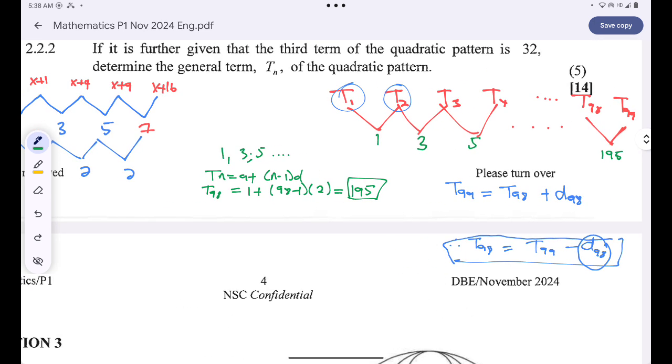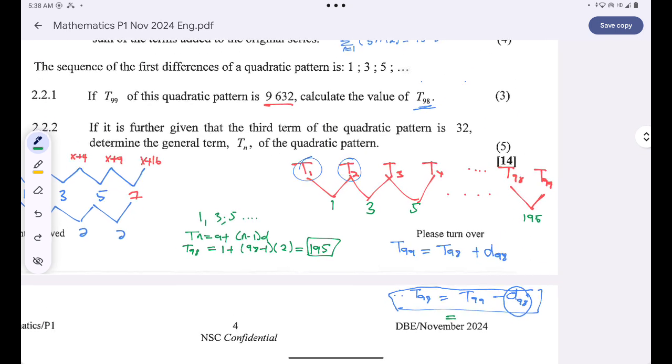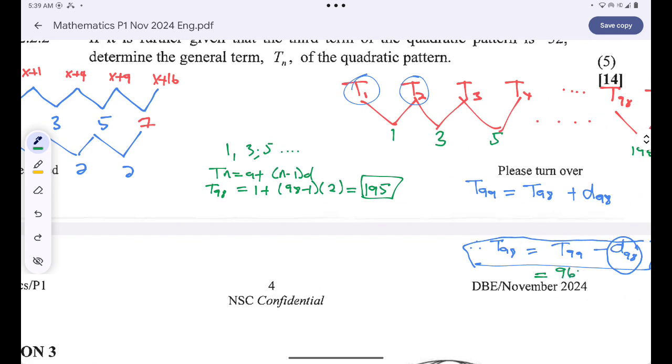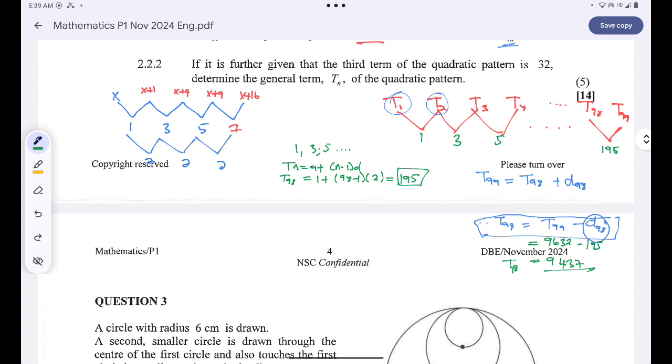So for me to find the 98th term of the original sequence, I just need to say T99, which was given to us as 9632, minus 195. 9632 minus 195. The answer is just 9437. So the 98th term of our sequence is 9437. Né? How did I get to this solution, guys?